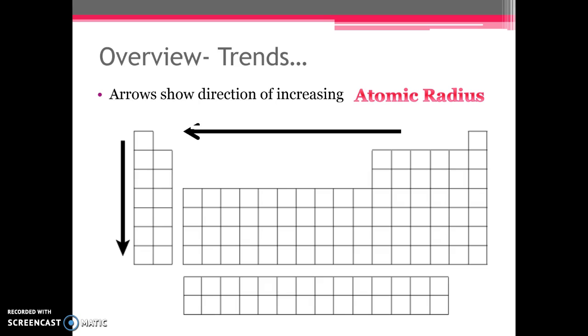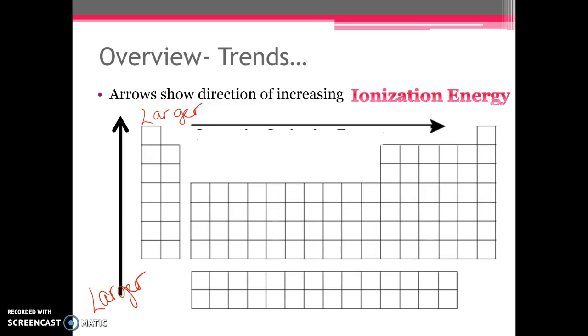So the trends, atomic radius: these arrows show the direction of increasing. So they increase as you move from right to left. Larger will be over here. And then going down, the larger are at the bottom. For ionization energy, it's the opposite. The ones with higher ionization energy are on the right and towards the top.